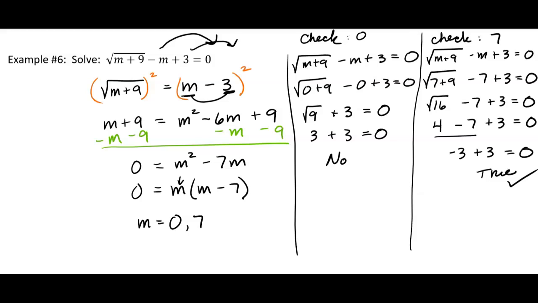So what do you put for the answer? You put that the answer is 7. You don't have to really say, we got 0, but 0 didn't work. You just put what the answer is. Now, if neither one of them worked, you'd put no solution. Okay? But you only put the answer for the ones that work. The other answer, the 0 that we got, is called an extraneous solution. It looked like it would be a solution, but it didn't really work.